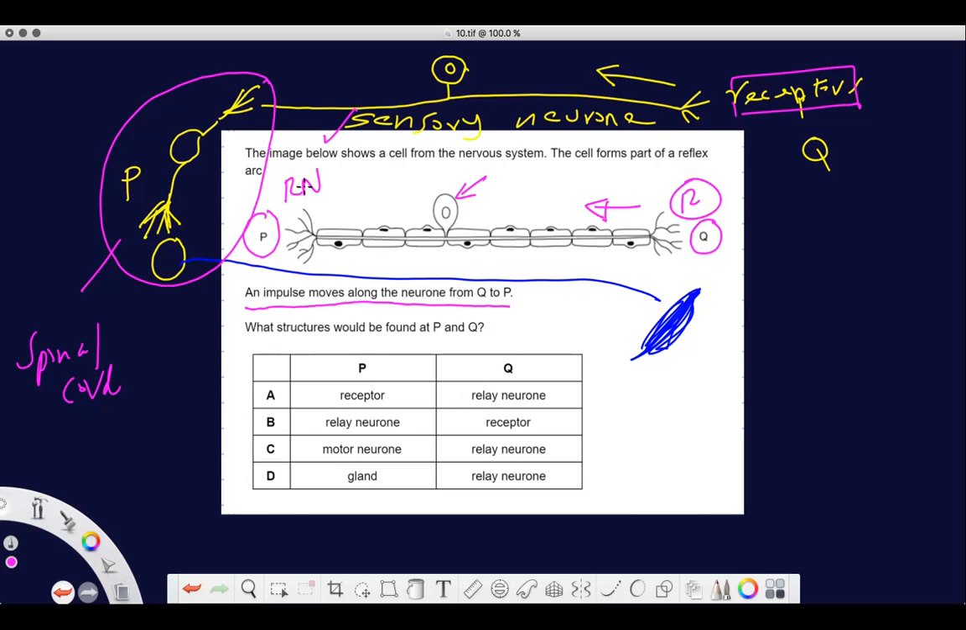So then the correct answer is Q is the receptor, P is a relay neuron. So the correct answer is B.